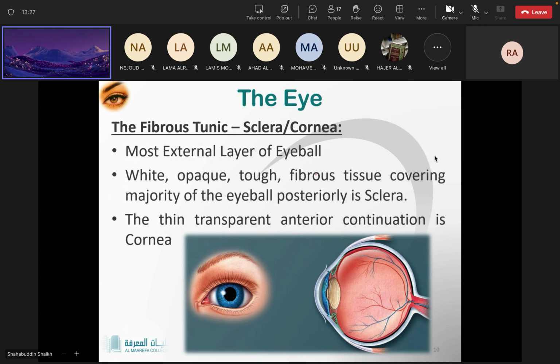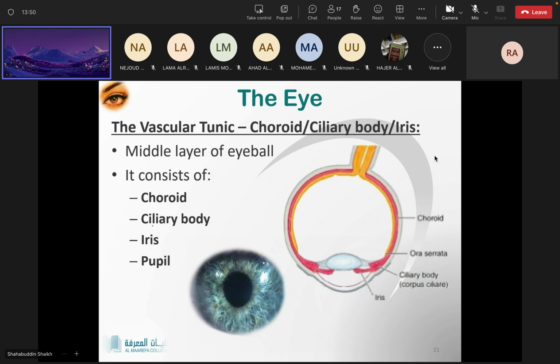The outermost layer, as I said, is this white structure. If you see, this is sclera. Sclera continues in front to become a very transparent structure called cornea. So this whole transparent part of the sclera is called cornea. So the thin transparent continuation is cornea. These are the two major structures.